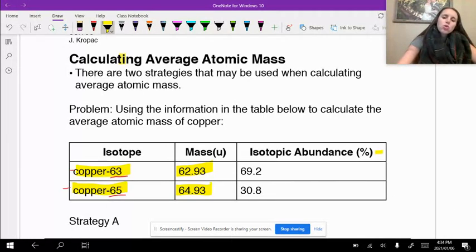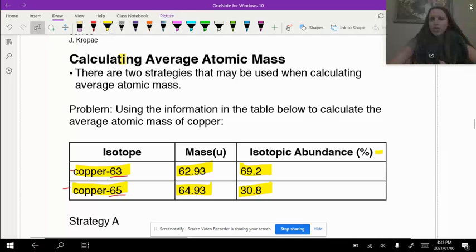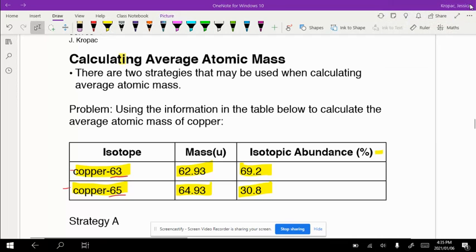It's also told you the abundance, so the percentage in the population. Notice those two numbers do add up to 100%. So there's only two isotopes for copper, and they represent 69.2 and 30.8% of the population, respectively. So I'm going to start by showing you the long way first. I'm going to shut this video down so that I can write not on an angle. Hope you can still hear me.